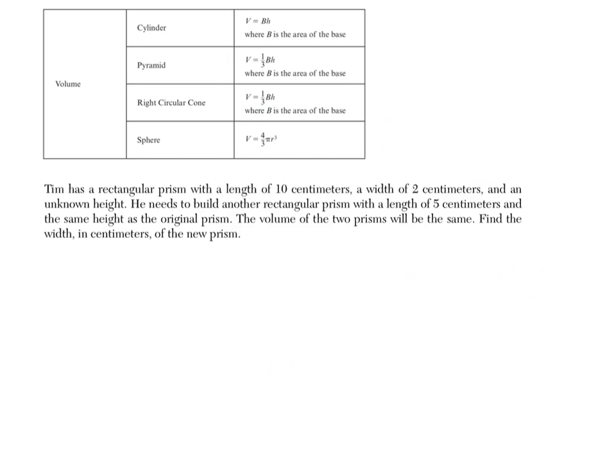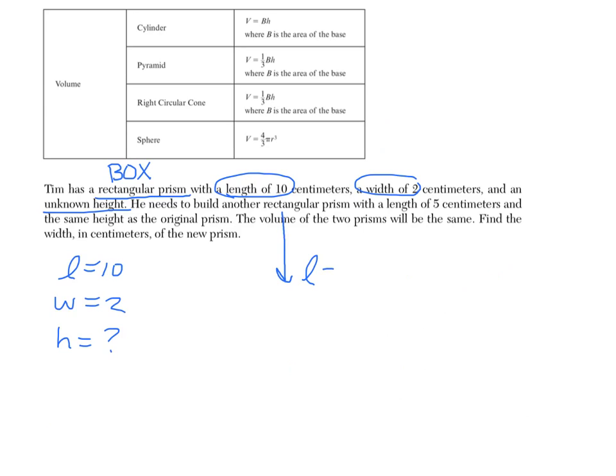Alright, moving on to the next question with Timmy. Timmy has a rectangular prism, which I mentioned a minute ago is a fancy word for a box. The box has a length of 10, a width of 2, and a height that's unknown. He has another box that has a length of 5 and the same height as the original prism.